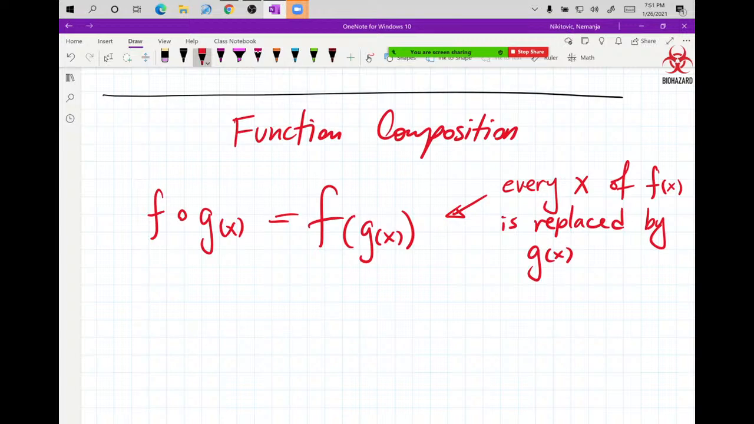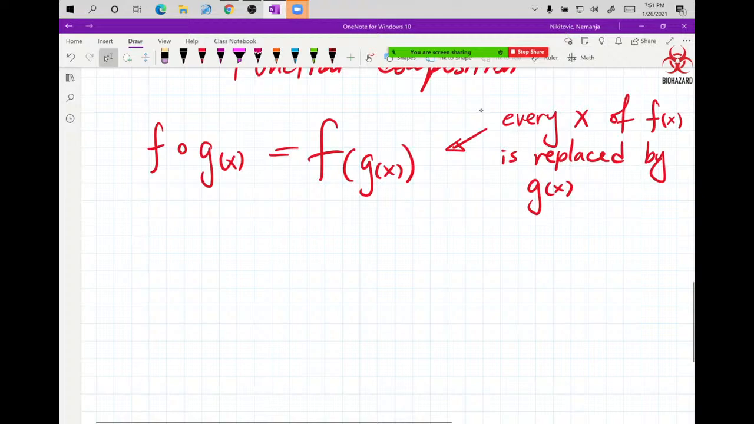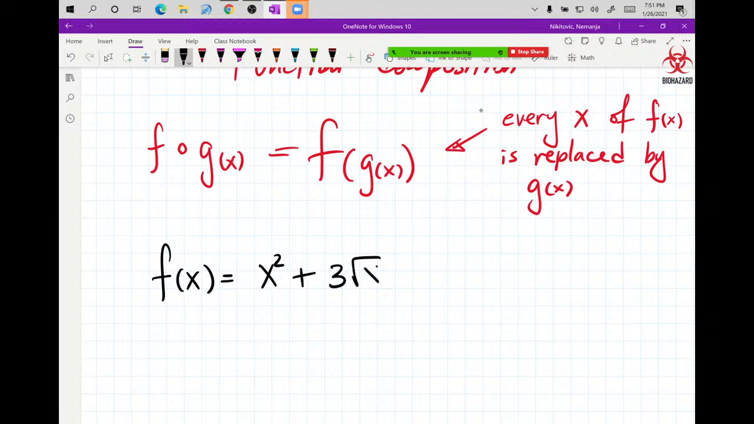So let's build up to it with an example. f of x is equal to x squared plus 3 square roots of x. There you go. And g of x is equal to, I don't know, x plus 2, whatever, doesn't matter.